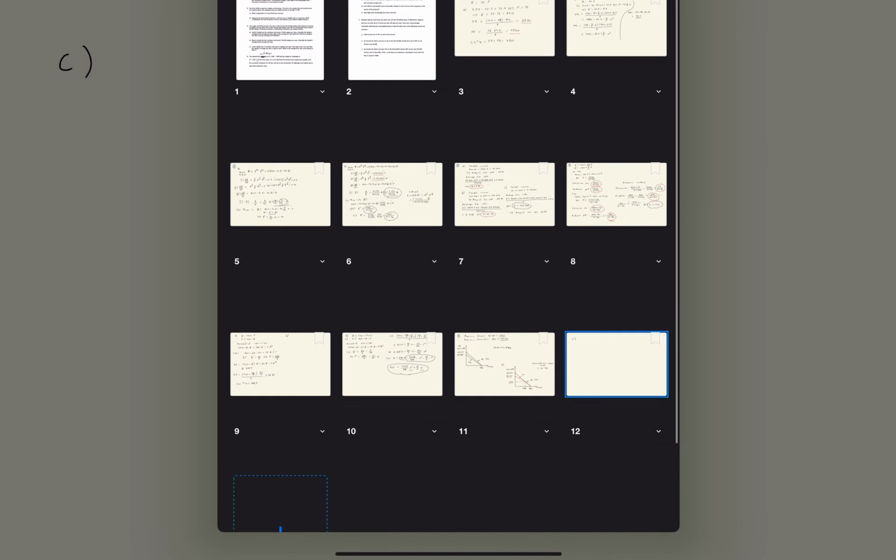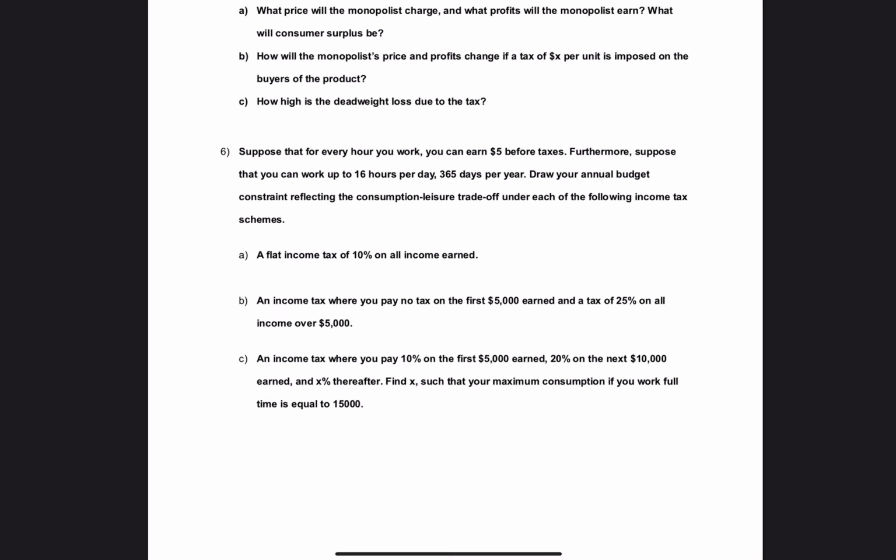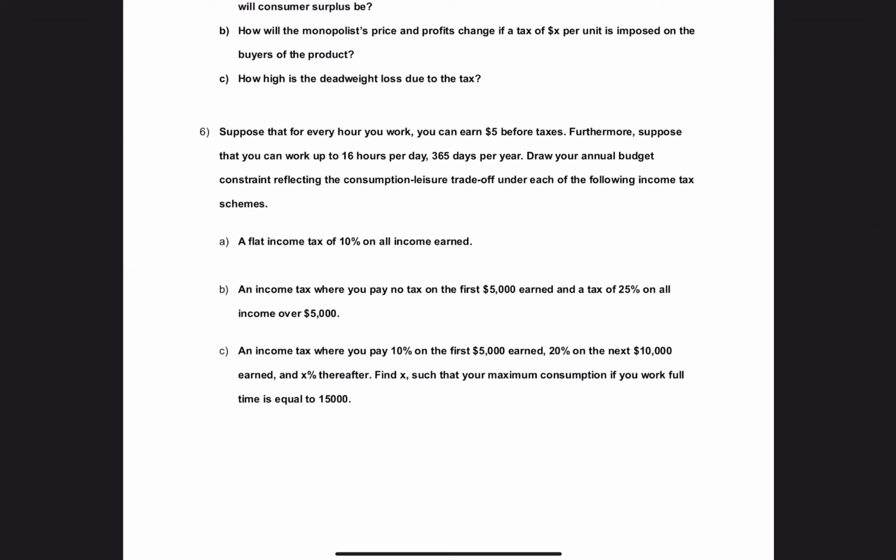The last sub-exercise is a little bit more demanding. We have an income tax where you pay 10% on the first $5,000 earned, 20% on the next $10,000 earned, and then it's X% thereafter. The question is, find first, before we draw, X such that your maximum consumption, if you work fully, is equal to 15,000.